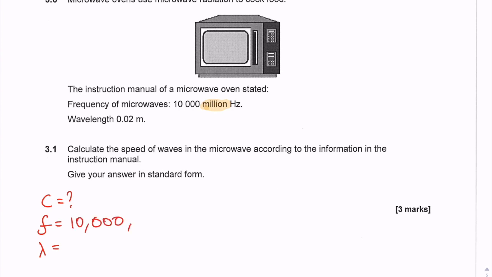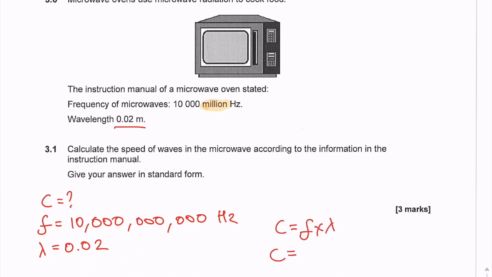I need to add a million onto that. So it's 1, 2, 3, 4, 5, 6. That's the actual 10,000 million. Okay, that's pretty much what the question is saying. The wavelength here is 0.02. We know that. So literally, c equals f times lambda.